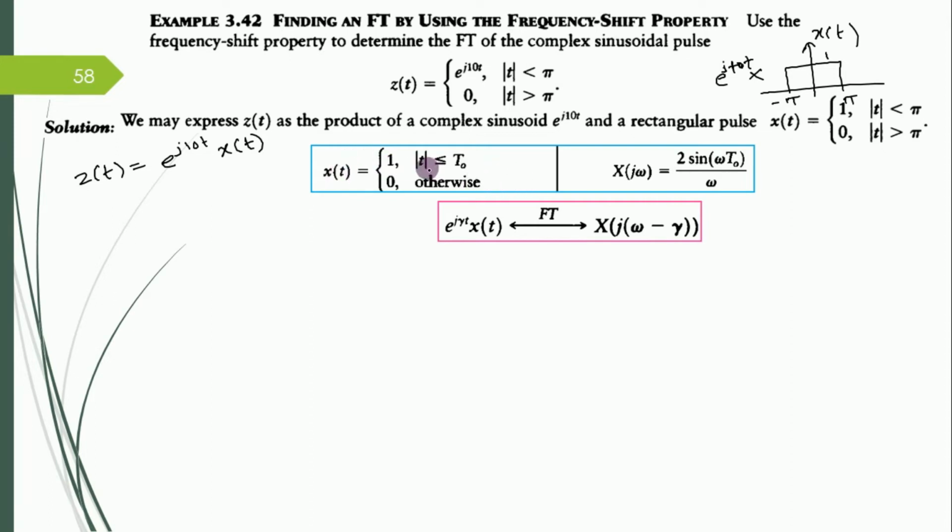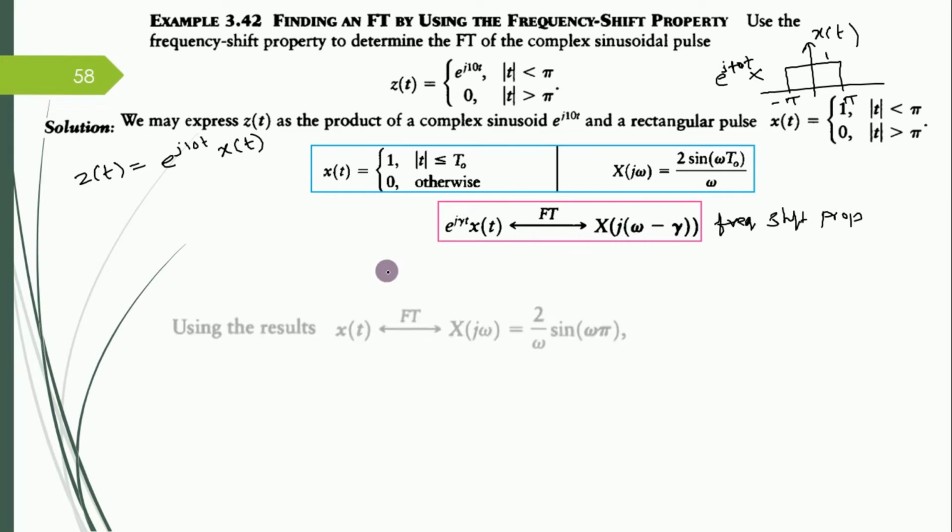This is the rectangular pulse, and the standard equation goes like this: capital X of j omega is equal to 2 sine of omega t naught divided by omega. So what is t naught here? In this place t naught is pi. And we also know the frequency shift property. Using these two things, you can directly apply it: e raised to j 10t times x of t, so the frequency shift happens.